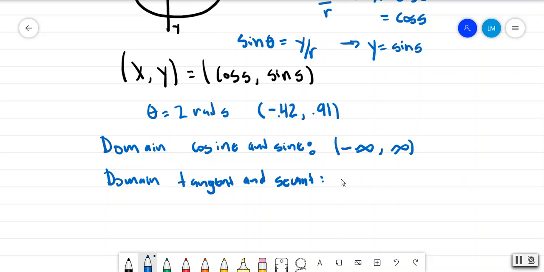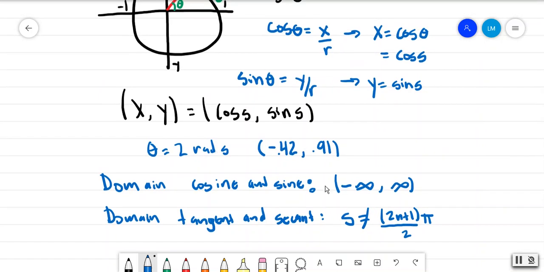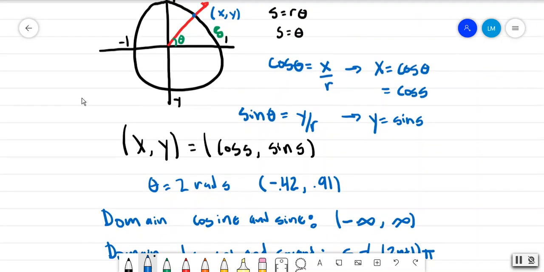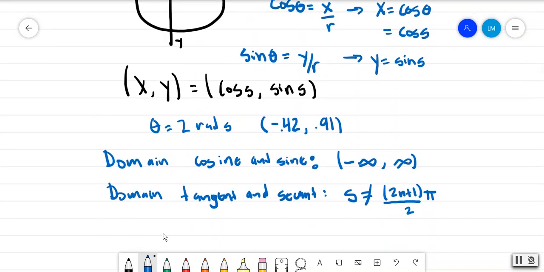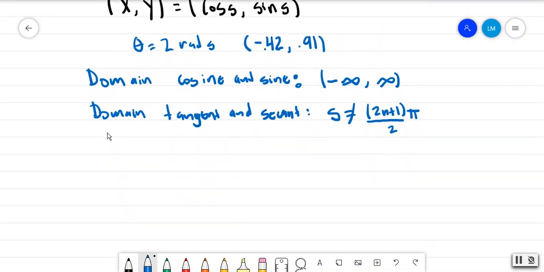It's going to be basically such that s cannot equal integer multiples or odd integer multiples of pi over 2. So n is just an integer in this case. And to clarify, if n equals 0, it's pi over 2, because that's where it's undefined over here and down over here. And that's the same thing for secant as well.